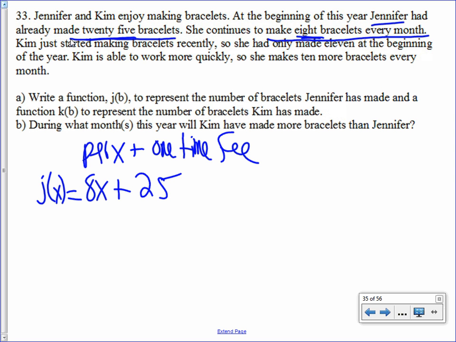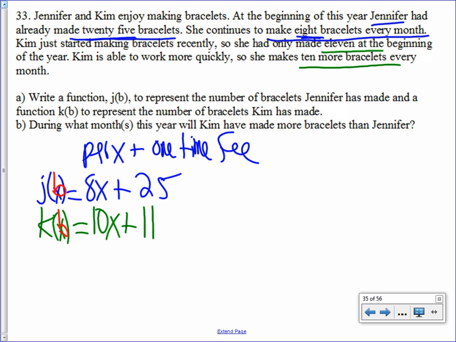Kim just started making bracelets recently, so she's only made 11 at the beginning of the year, and she's able to work more quickly, so she makes 10 more bracelets every month. So for Kim, her per is 10, and her one-time amount is 11. Okay, write a function J of B to represent the number of bracelets Jennifer has made, and a function K of B to represent the number of bracelets Kim has made. Well, it wants J of B and K of B, so just instead of X, make it a B.